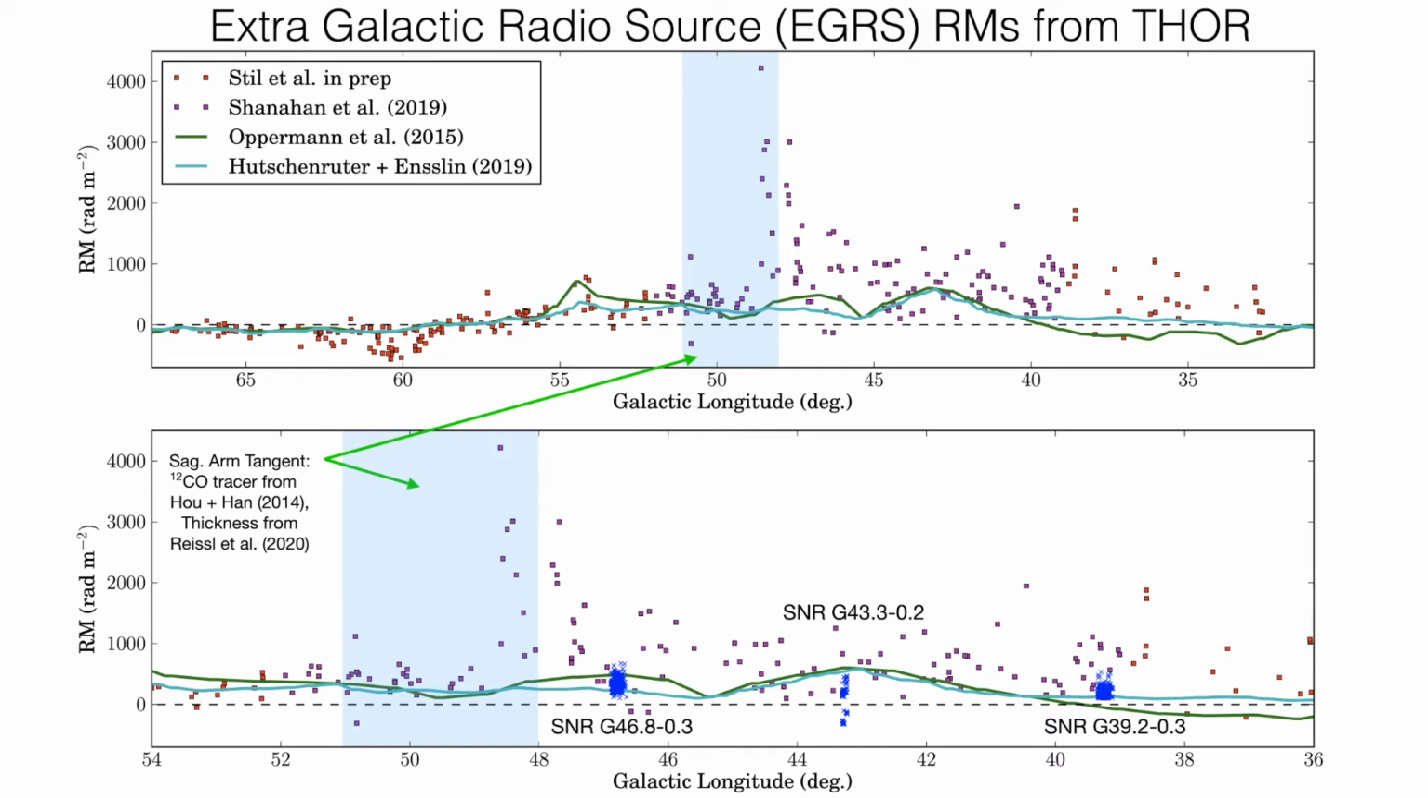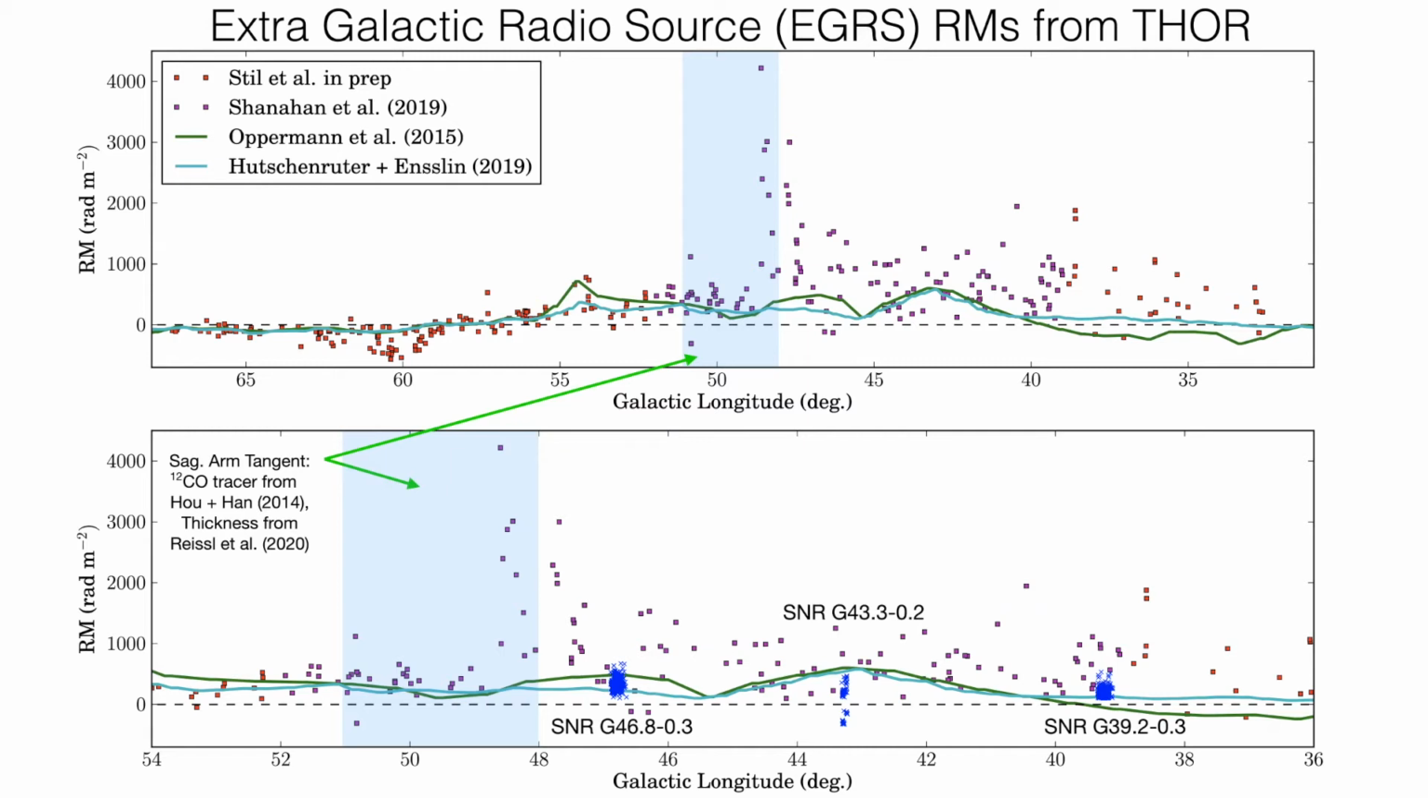So what we observe is a spike in rotation measure up to 4,219 radians per square meter, observed on the inside of the Sagittarius arm tangent, with several sources exceeding 2,000 radians per square meter. On the low longitude side of the spike, where the line of sight intersects the Sagittarius arm, the mean rotation measure is 54% higher, with a standard deviation 63% larger than what is observed on the high longitude side, where the line of sight does not intersect the Sagittarius arm.